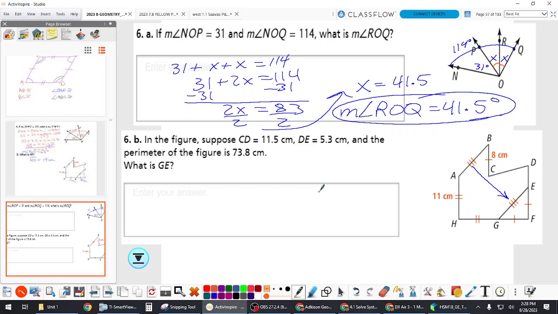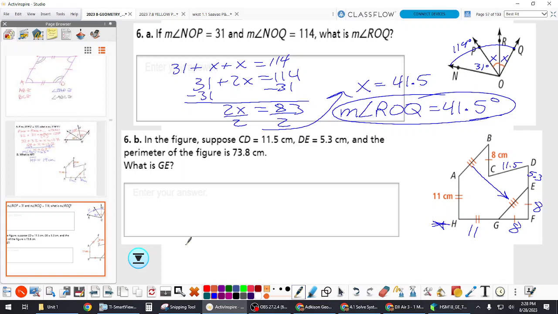It says CD is 11.5. Go put it on your picture. DE is 5.3. Go put that on your picture. Okay, now we can add around. We know that this is 11. We know this is 8, and that's 8. So this becomes like a big, ugly equation, only because there's lots of numbers, not because it's hard.